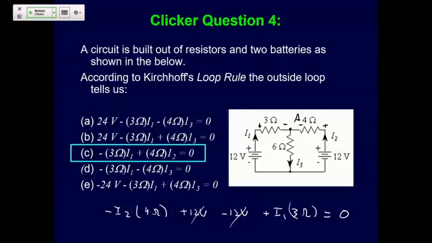Now, if you want, you can get better at knowing which way it might be going. But there's not necessarily an advantage to that, because if you guess wrong, your answer for that current will just be negative in the end, and you'll know that you guessed the wrong direction.